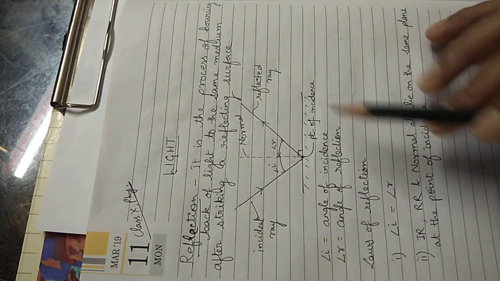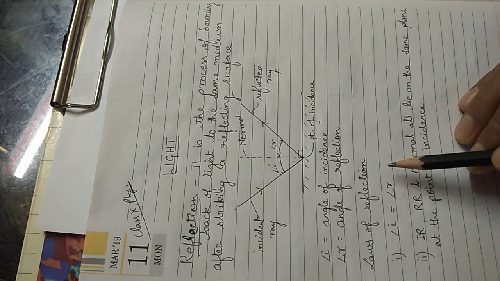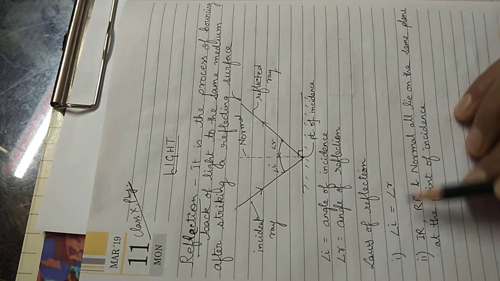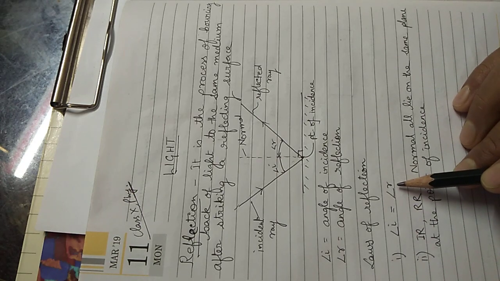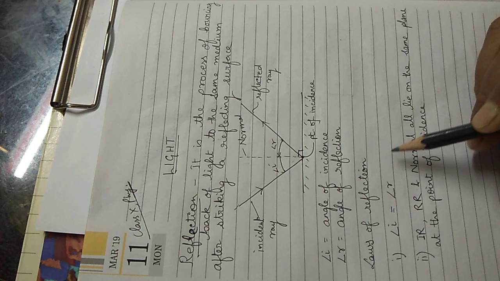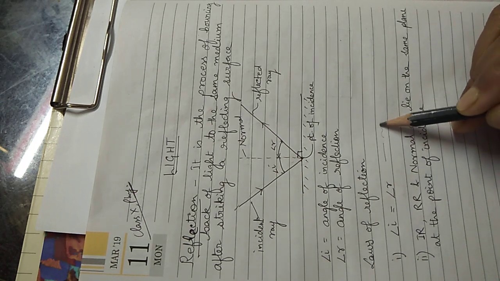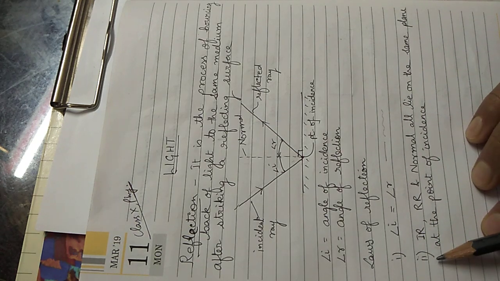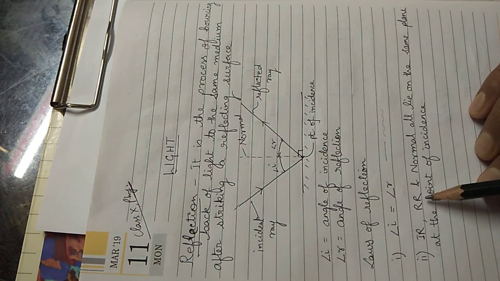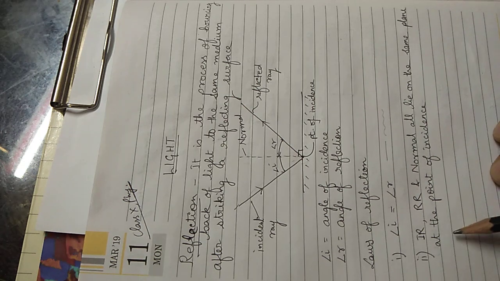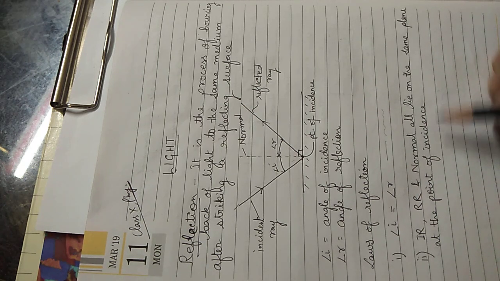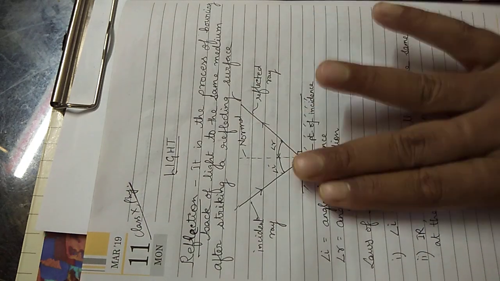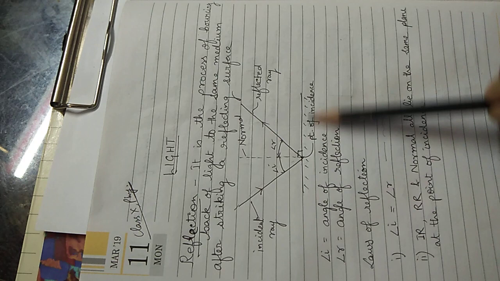Based on this, there are two laws of reflection. The first law is that the angle of incidence is always equal to the angle of reflection, no matter what kind of surface it might be. It may be a flat surface or a curved surface, any kind of surface, this law will hold good. The second law is that the incident ray, reflected ray and normal all lie on the same plane at the point of incidence. Here, it is the plane of this copy. It is not the plane of this mirror.